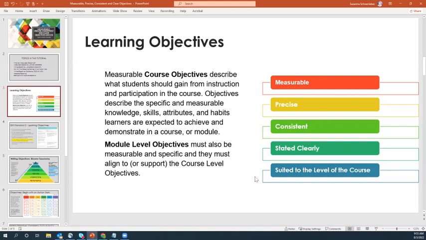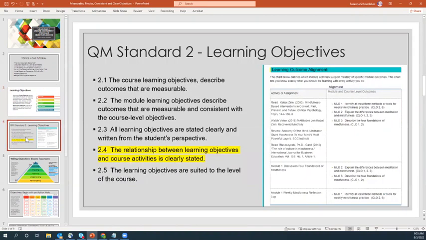Module level objectives also need to align to course level objectives. So now we'll go over in a little more detail how these standards relate to Quality Matters. Quality Matters Standard 2 relates to learning objectives. It says that they must be precise and measurable at the course and the module level, and that the module level objectives need to be consistent with the course. 2.4 states that the relationship between the learning objectives and the course activities is clearly stated. There are many ways that we can achieve this in our course masters. One of them is the learning outcome alignment chart, the chart that aligns each activity to the specific module and course level outcomes. You can also do this by showing a course map.